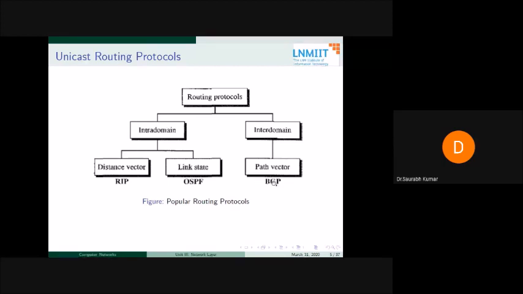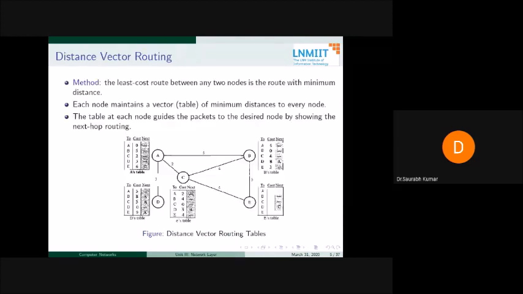This BGP is very important. We will see in coming slides that BGP is basically doing the interdomain routing. Fine. So let us start with our first routing protocol, called DVR, in short, the distance vector. In distance vector, the least cost route between any two nodes is the route with minimum distance. That is the method that is utilized.